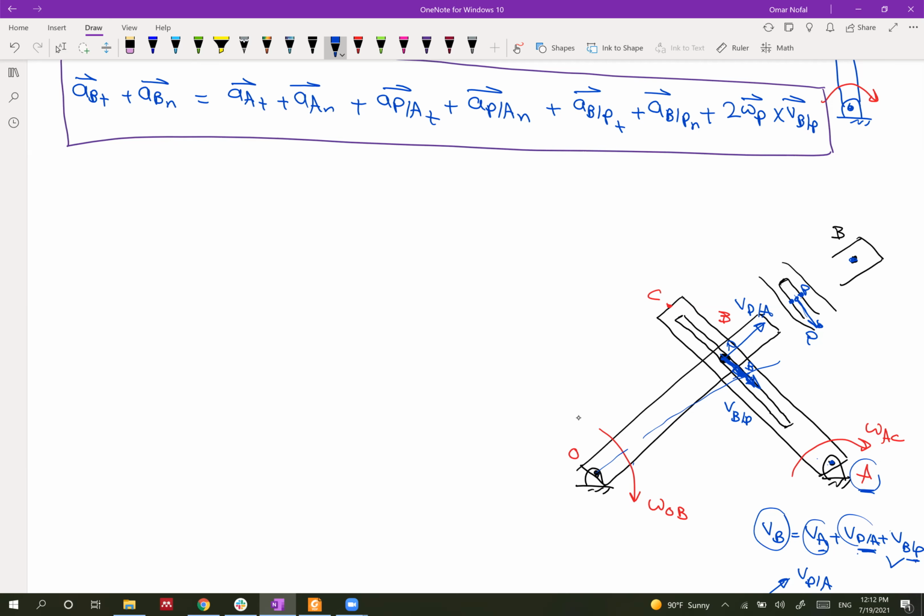Also, let's see another example on how we can map the velocities. And you should train yourself very well on doing this type of problems, because you will be asked in the next quiz on how to map the velocities.